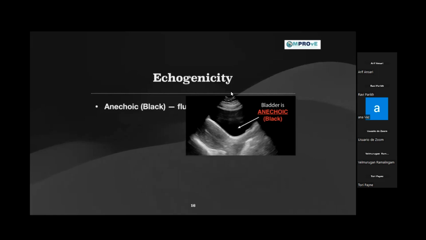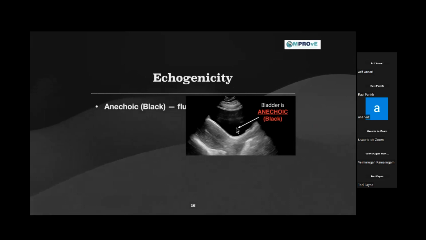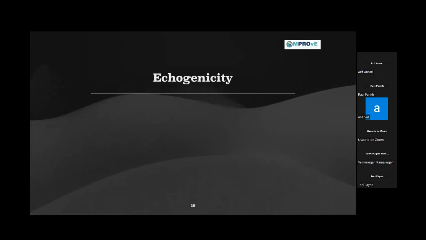Can you see my cursor, anybody? Yes, okay. So as the probe is held here, you can see it is passing through the soft tissue, and there will be some reflection, so you can see the white image here. And as soon as it hits the fluid-filled sac, which is a bladder filled with urine, it just propagates without any hindrance.